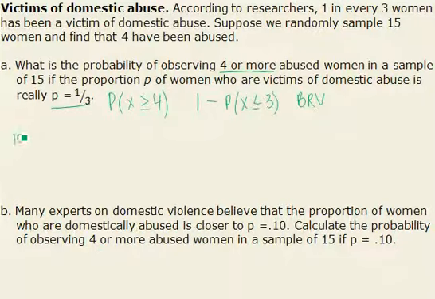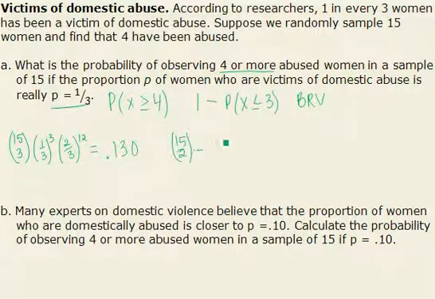So that's going to look something like this. 15 choose 3. Our probability is 1/3 raised to the 3rd power times 2/3 raised to the 12th power. Some quick calculations, I find that this is 0.130. I'm going to do this same thing for 15 choose 2, 1/3 raised to the 2nd, 2/3 raised to the 13th. Find that this is 0.060. 15 choose 1 times the rest.